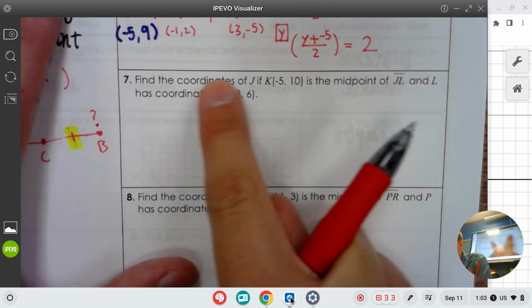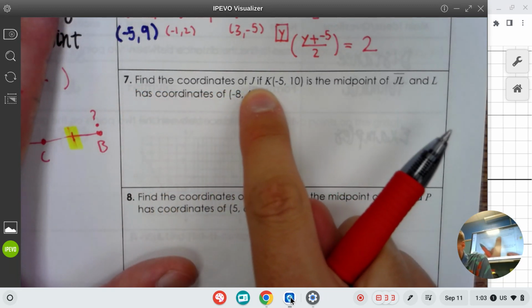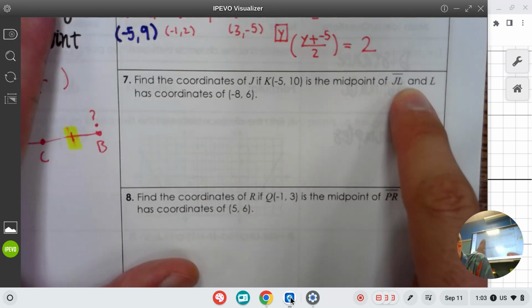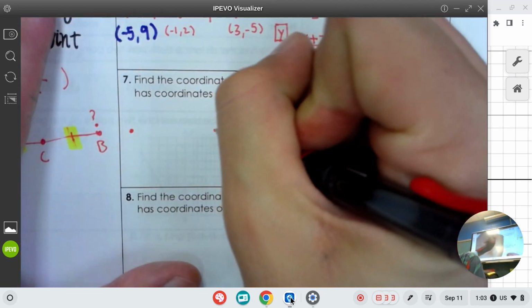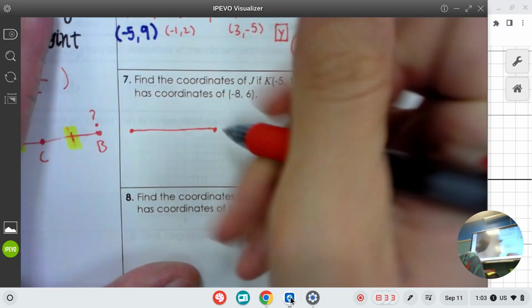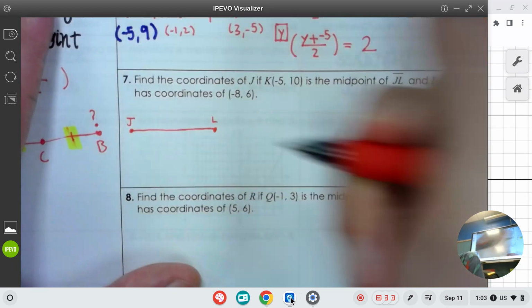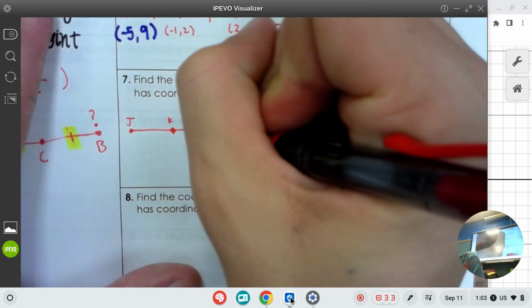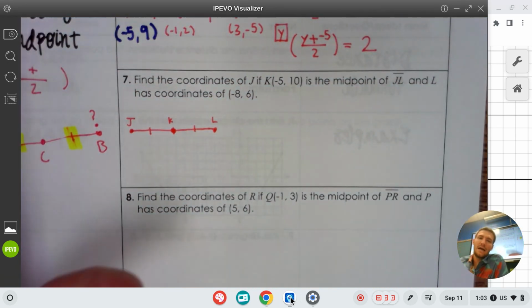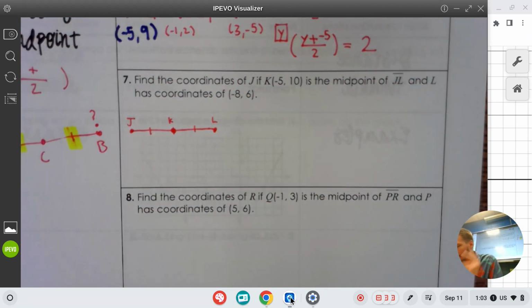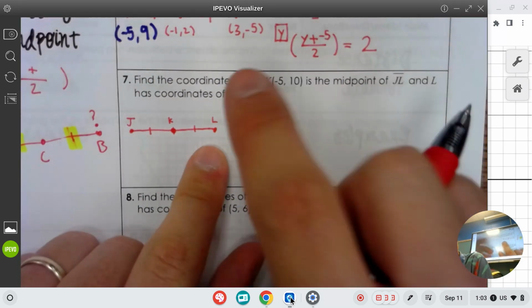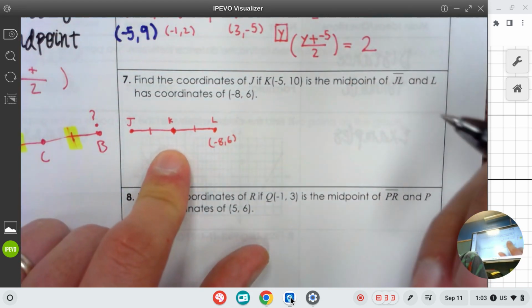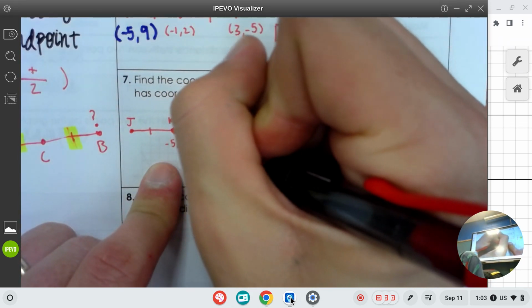Okay? Let's start with a picture. Find the coordinates of J. K is the midpoint of line segment JL. So we got line segment JL. We got L and J. And we found out that K is the midpoint. So I'm going to put K here with a dot. I'm going to put 2 hash marks on both sides, which clarifies that those are equal line segments, which means that K is right in the middle. I know that L has the coordinates of -8, comma 6, and that K has the coordinates of -5, comma 10.